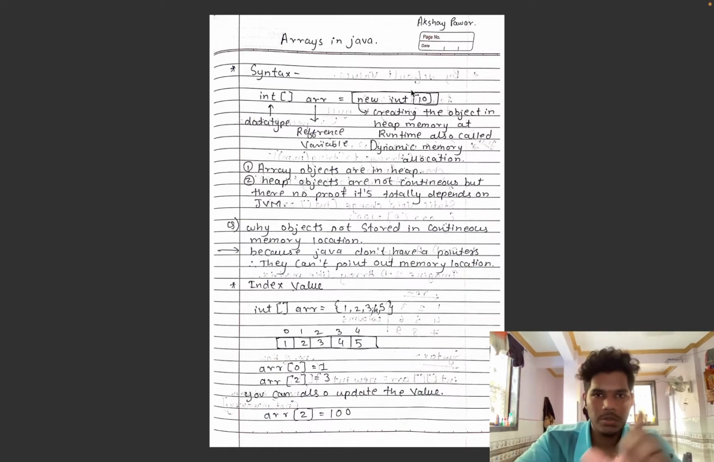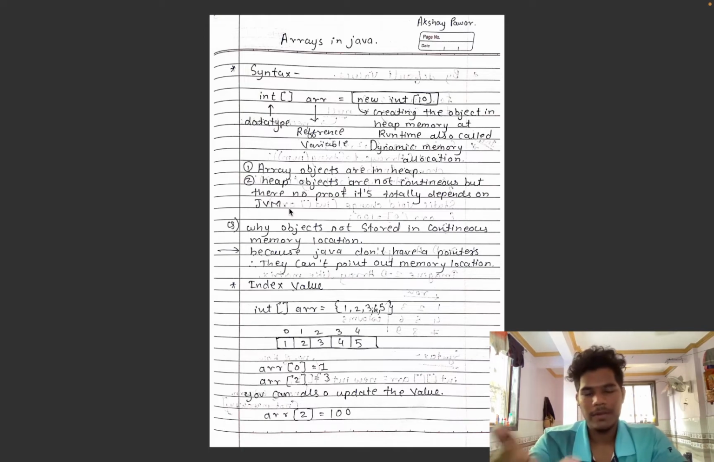Some points you should remember: the array objects are in heap memory. What objects? The individual objects, the numbers 1 to 10. Those array objects are stored in heap memory. And heap objects are not necessarily continuous, but there is no proof. It totally depends upon the Java Virtual Machine.